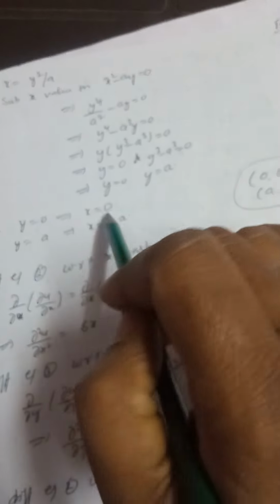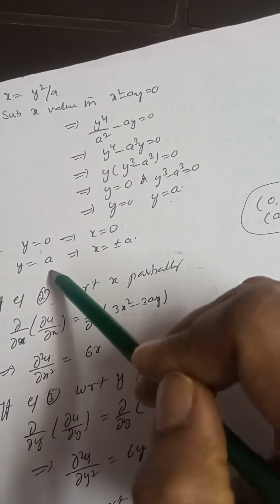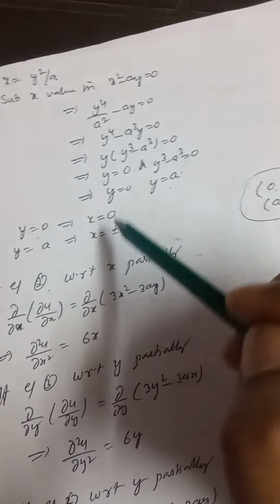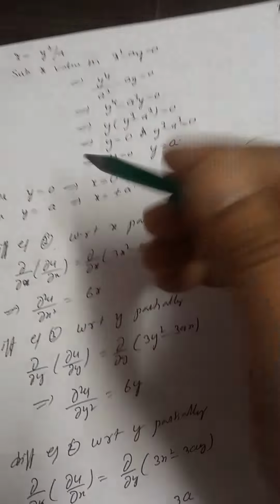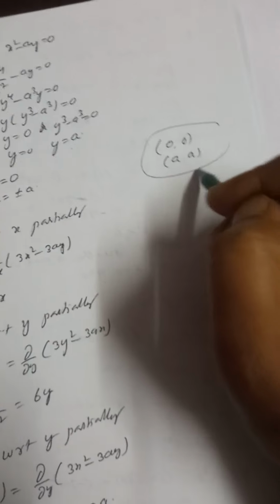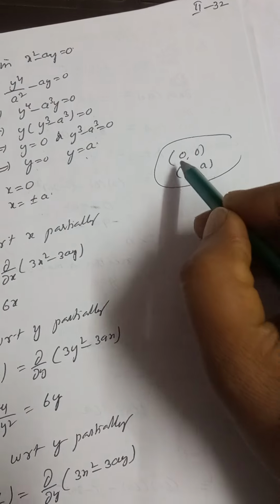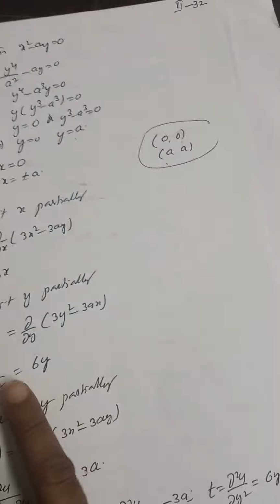For y = 0, what is the x value? If you substitute here, 0 only. For y = a, if you substitute here, what will you get? Plus or minus a, or in the first equation, whatever it may be. Therefore the points are (0, 0) and (a, a). These are the points, since x = 0, y = 0, and x = a, y = a.